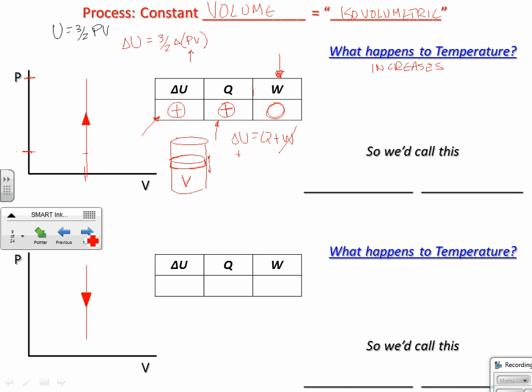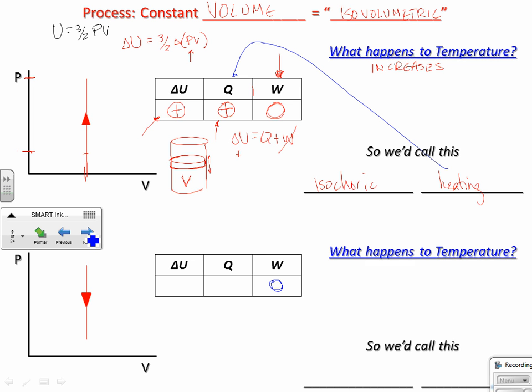I would call this an isochoric heating. Right? Heating, for me, talks about Q. Maybe no surprise, but if we look at the next one, well, work is still 0. Nothing moves. Still isovolumetric, isochoric.